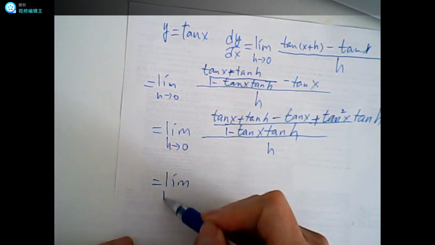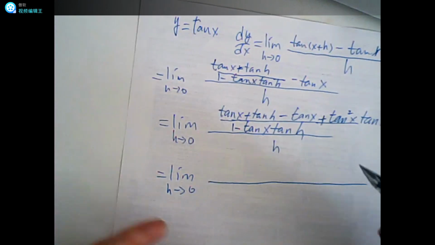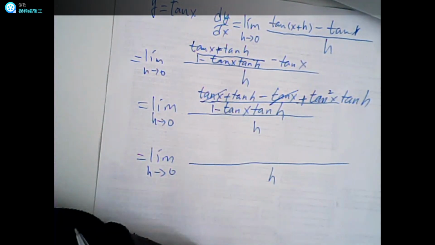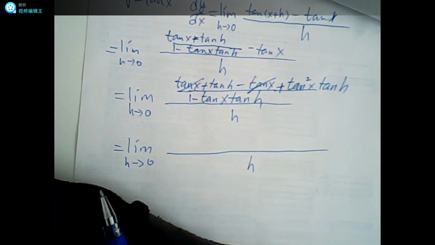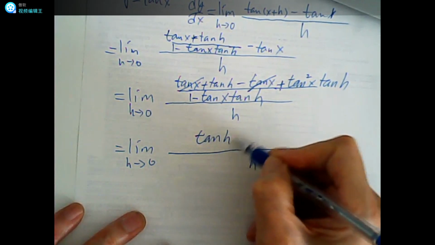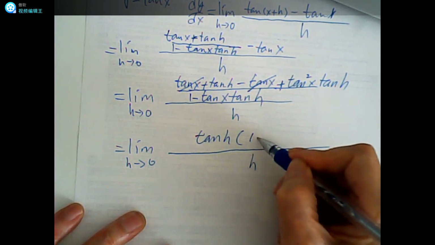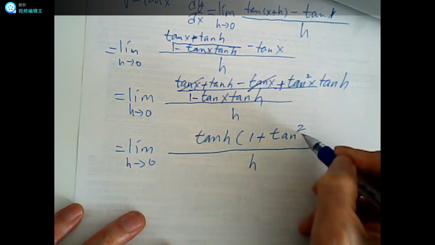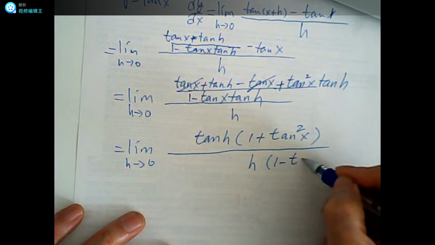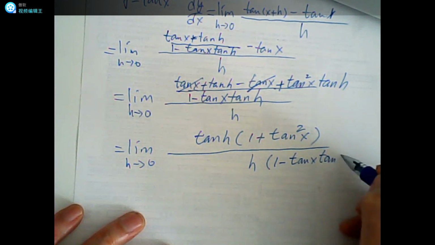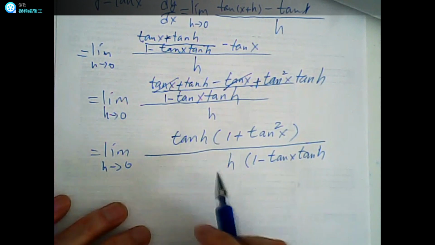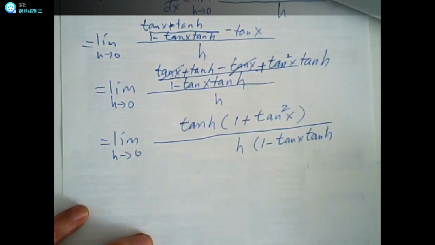This is equal to the limit as h goes to 0. Now here the tangent x cancels with tangent x, and what is left over is tangent h as a common factor, right? 1 plus tangent square x, over 1 minus tangent x tangent h. Well, we have something which is much simpler. Now then what?